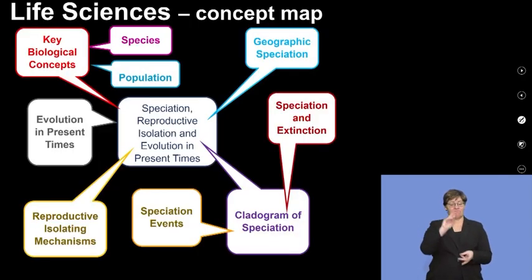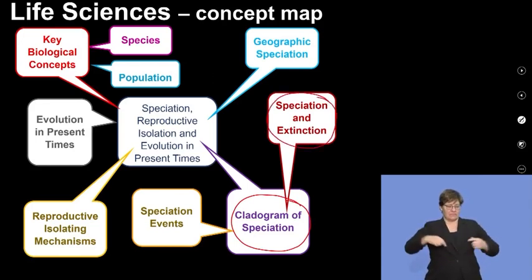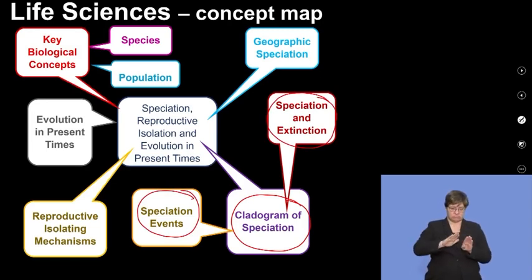Okay, so just to sum up, we've had a look at the cladogram of speciation. We've had a look at the effect that speciation and extinction have on biodiversity. And then we've had a look at specific examples of speciation due to continental drift, where different species were formed.